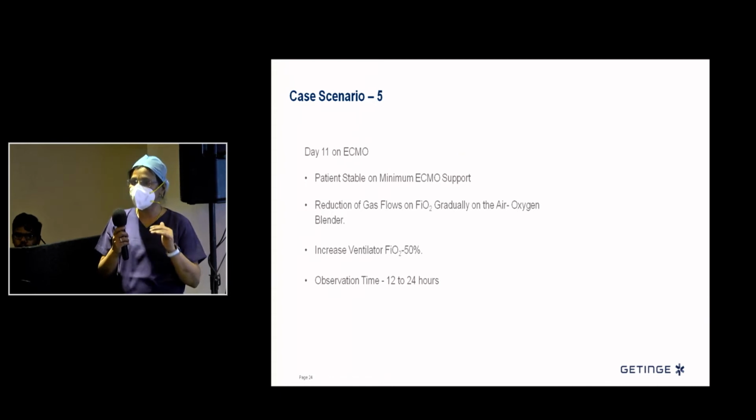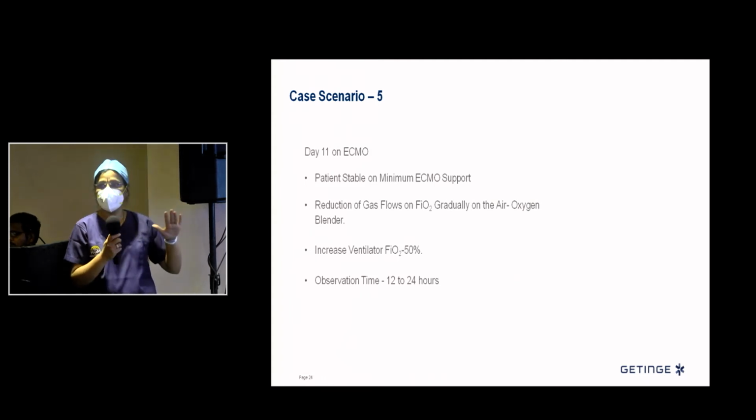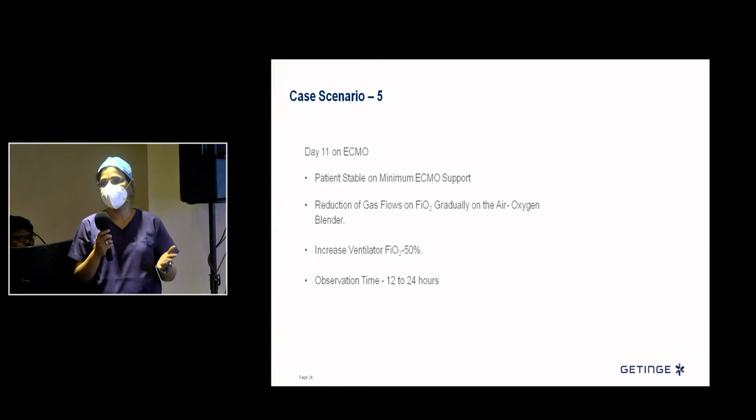Then we can slowly start reducing the ECMO flows. How we go about weaning a VV ECMO is that we are not going to touch the flow at all, because it is not cardiac support.